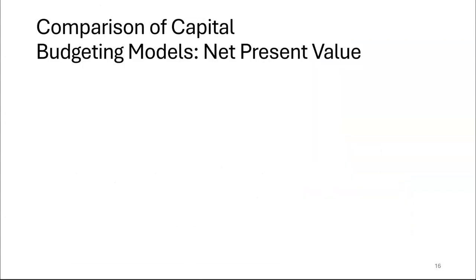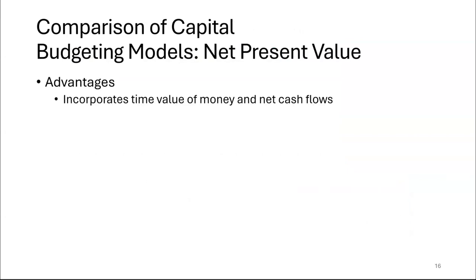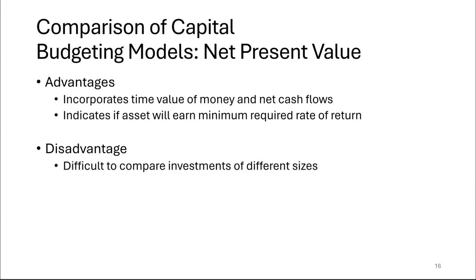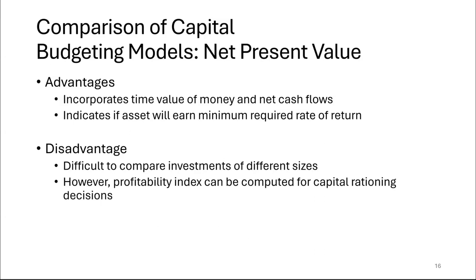Now, comparing net present value, the advantages are it incorporates the time value of money, and it indicates if an asset will earn the minimum required rate of return. The disadvantage is it's difficult to compare investments of different sizes. However, the profitability index can be computed for capital rationing decisions. Now let's take a look at the internal rate of return.